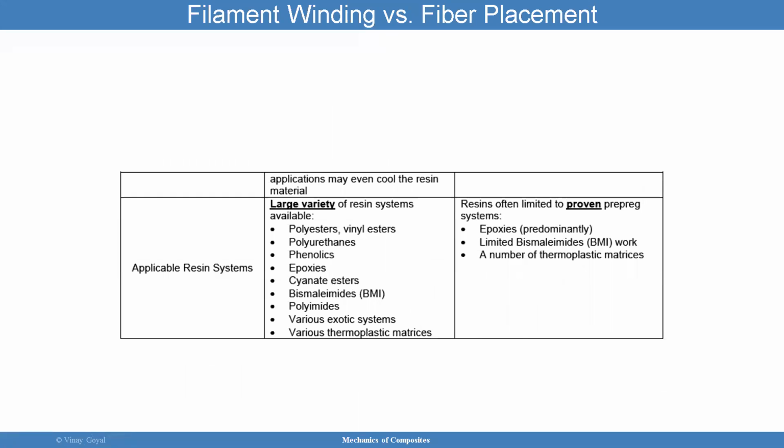Again, filament winding versus fiber placement: you can work with many more resins compared to the proven approaches in the resin industry with automated fiber placement. Typically, you're using epoxies, BMI, and a number of thermoplastics.